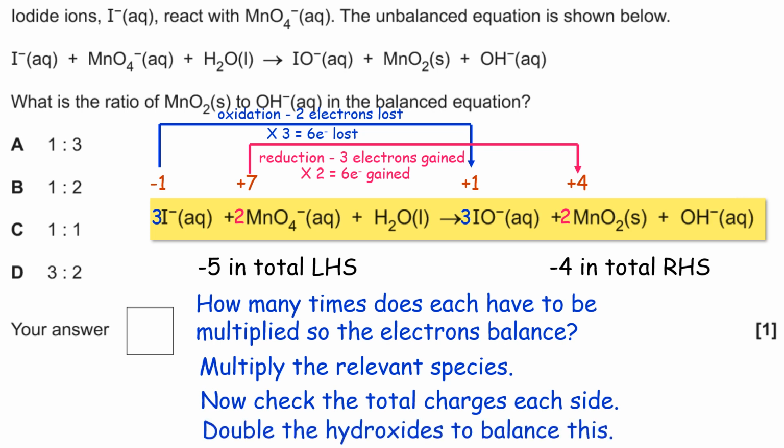Now if you double the hydroxide, that will take care of both of those things. So now you have 2 hydrogens on the left and the right, and you have an extra negative charge on the right, and now the charge is balanced on both sides. So going back to our manganese 4 oxide and our hydroxide, it's a 2-to-2 ratio, which is essentially the same as saying 1-to-1. So that makes it answer C.